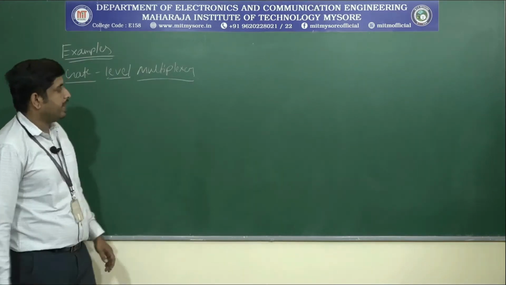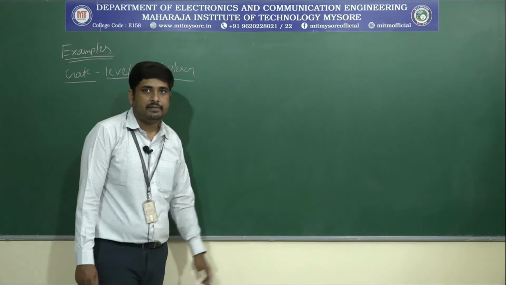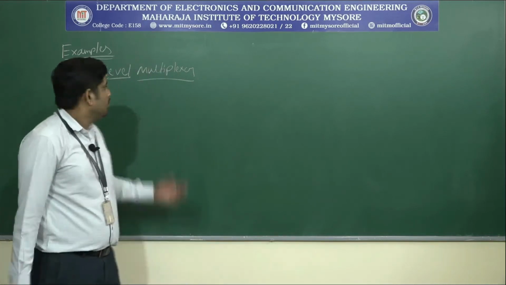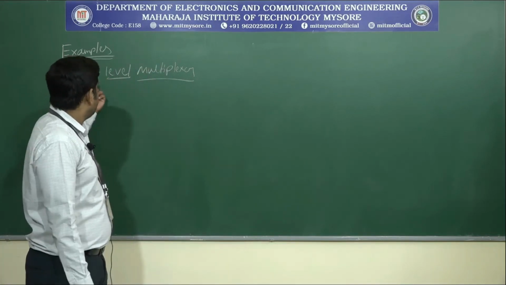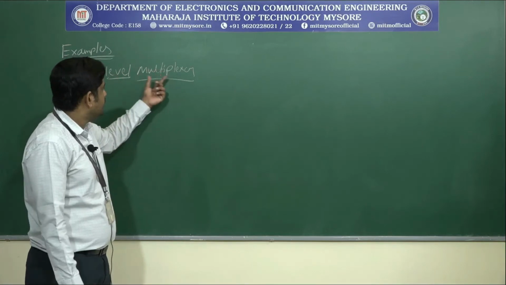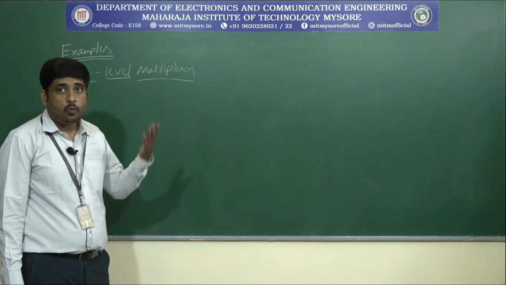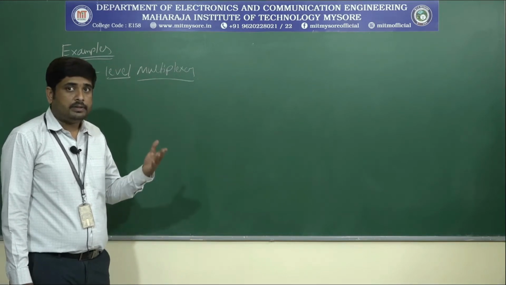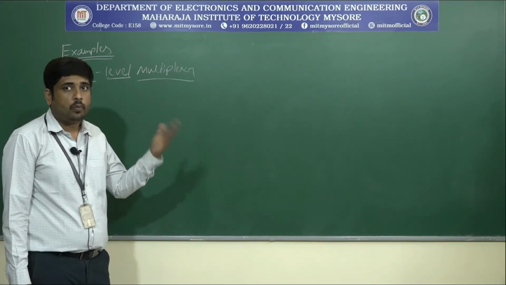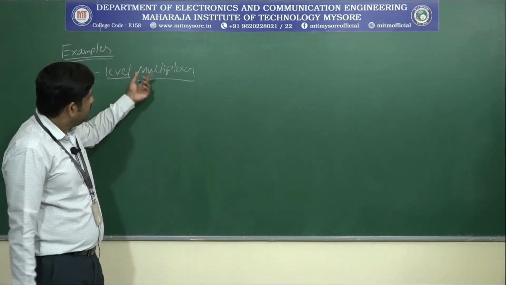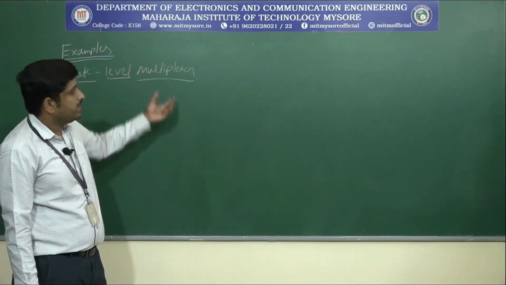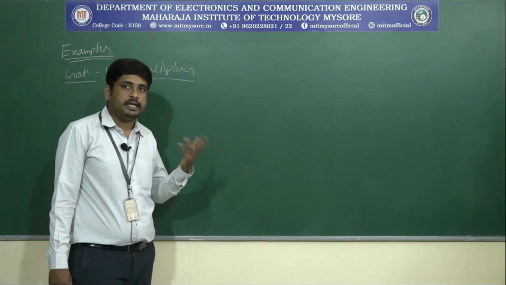Next, move on to some examples with respect to gate level description. Let us assume a gate level multiplexer. We know that multiplexer indicates many into 1, that means many inputs, only one output. Multiplexer is specially designed for digital logic design.